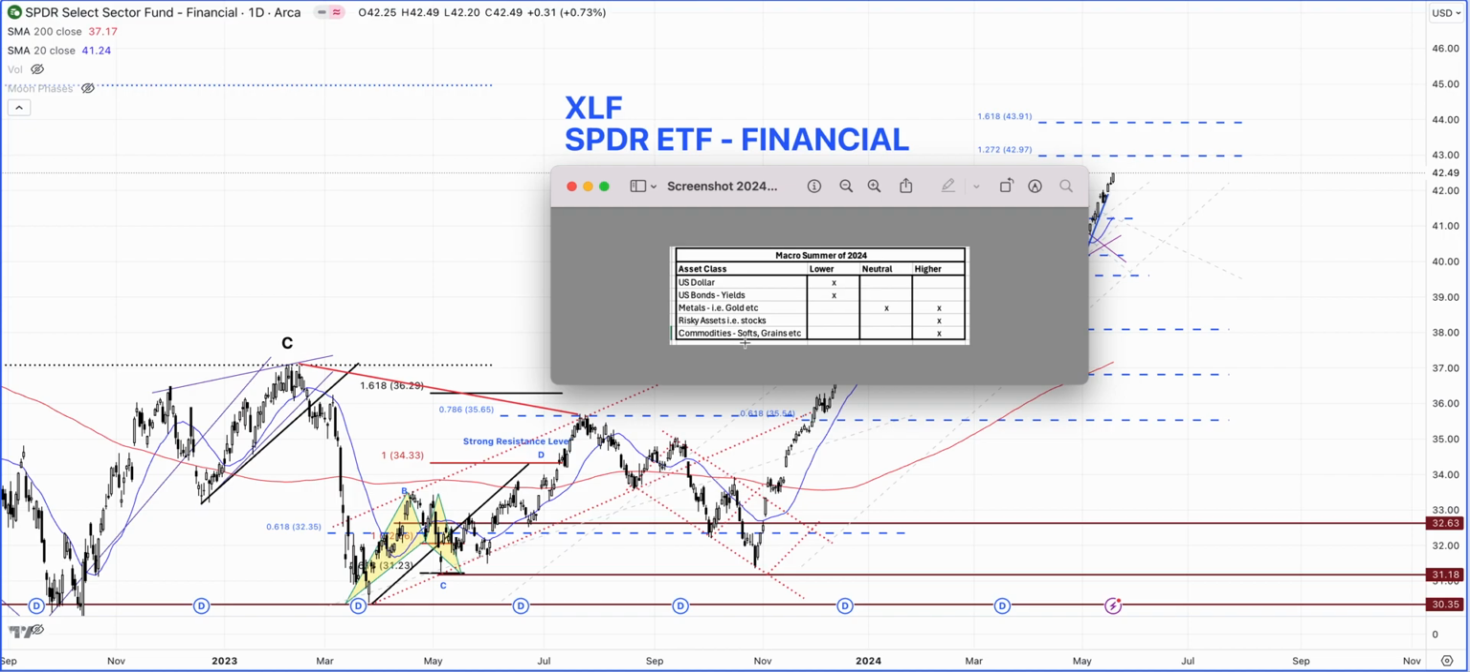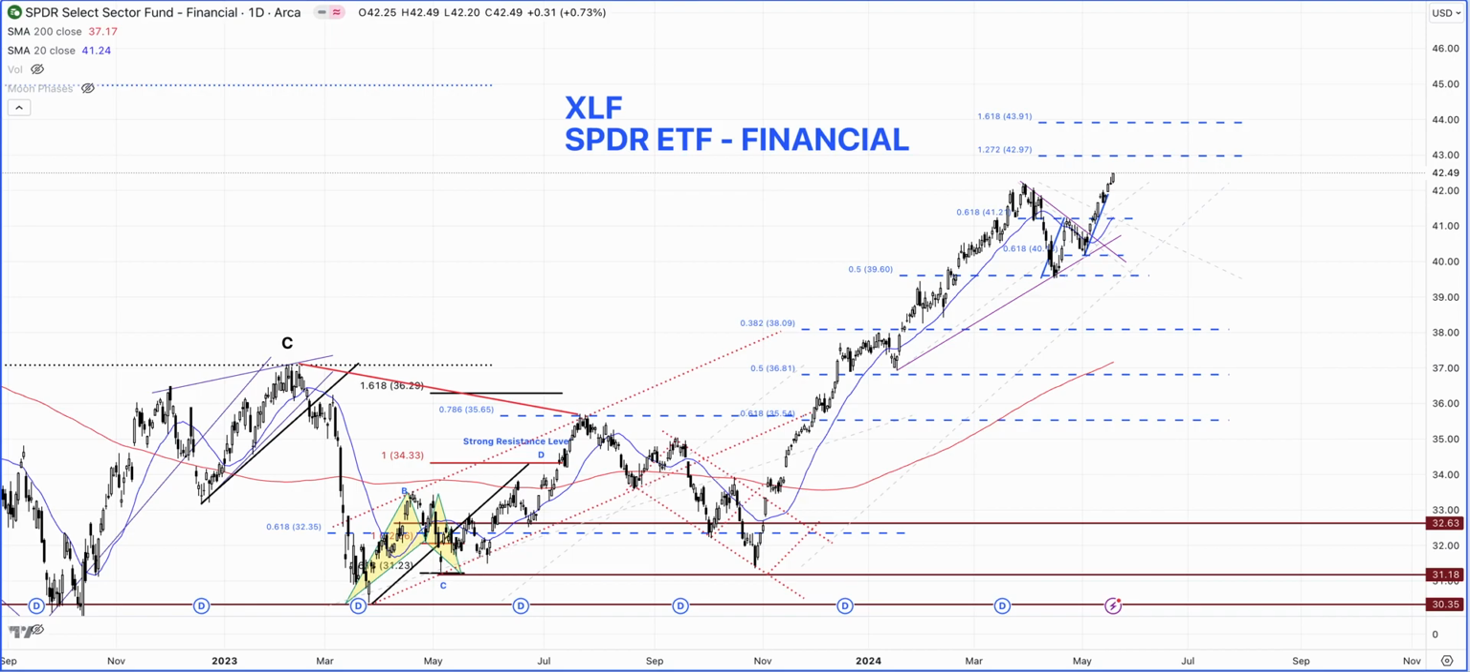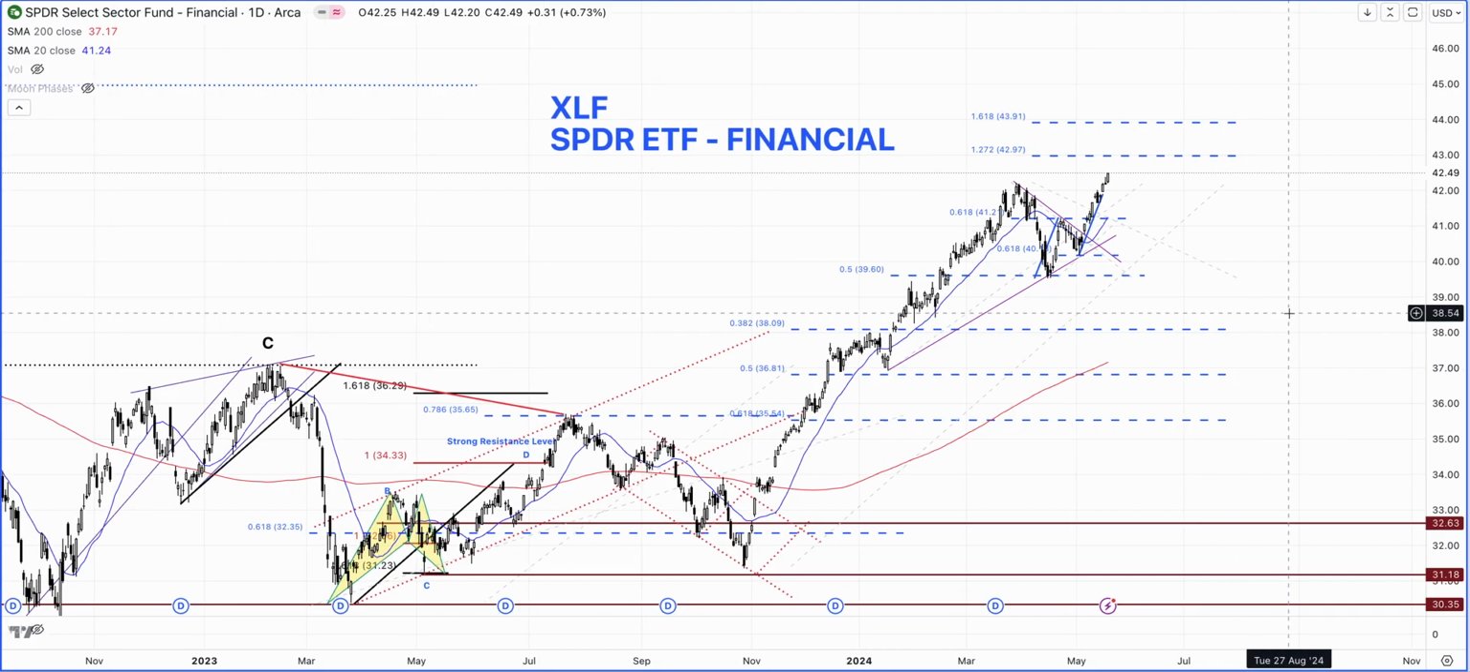Commodities such as soft greens, etc., soybean, sugar, cocoa, coffee, etc. And so this is the kind of macro picture that is developing, and we're looking for further signs technically to get further confirmation. And these are the kind of signals that we are tracking on a daily basis.